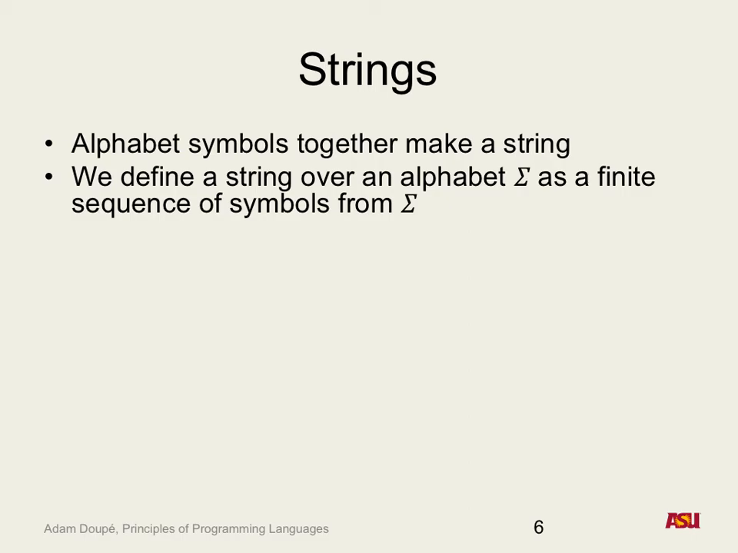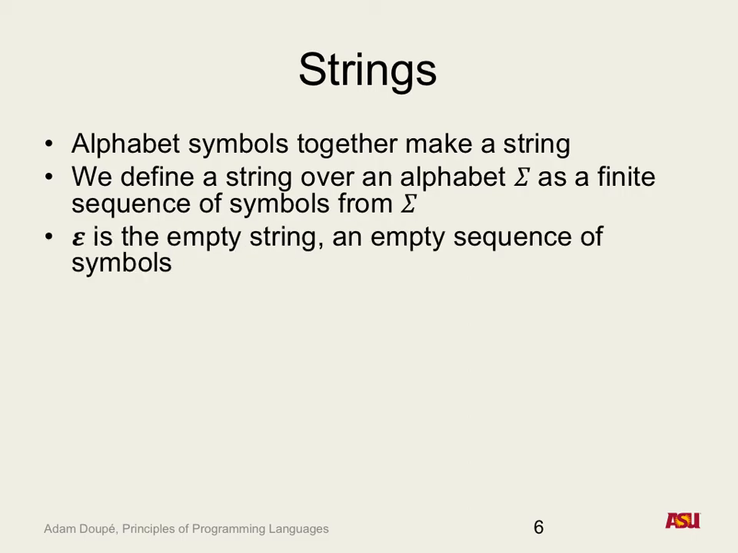Binary is ones and zeros. Just using A's and B's is basically the same thing, right? So we're going to define a string. A string is a sequence of symbols from sigma. And we're going to have some special characters. This is something we're going to use throughout the course.